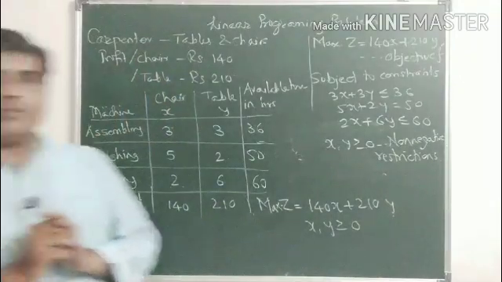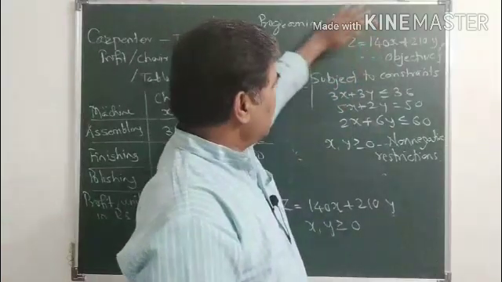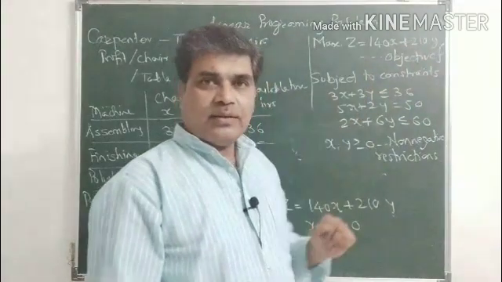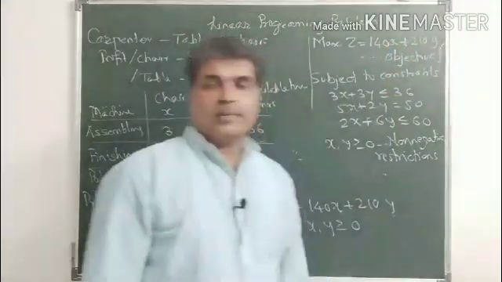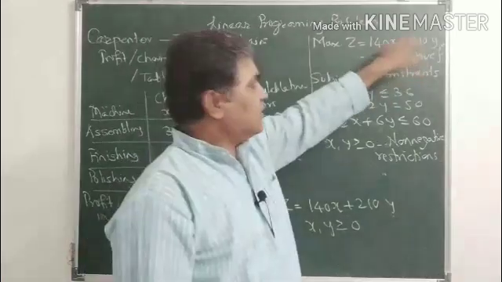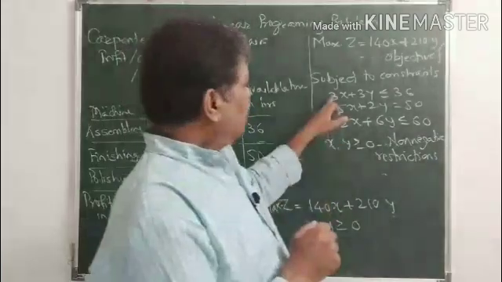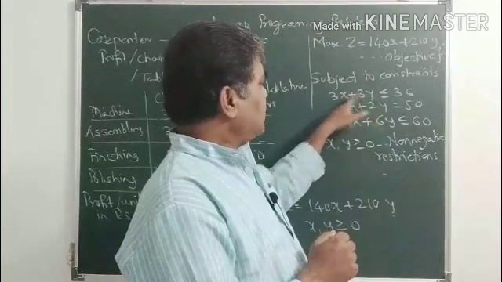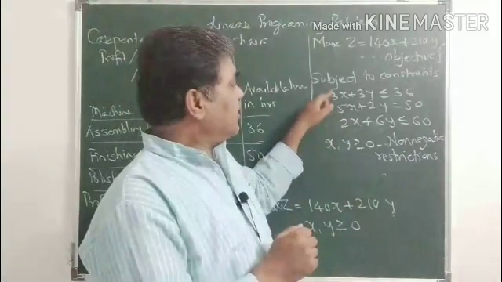Now observe the problem carefully. Here, this objective function 140x plus 210y, which is equal to z, is a linear expression in z, x, y. The degree of each variable x, y, z is 1. Therefore, it is linear. In these inequalities also, the degree of each variable x, y is 1. Therefore, these are also linear inequalities.